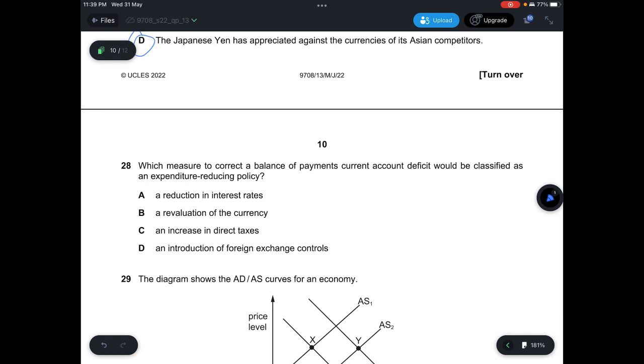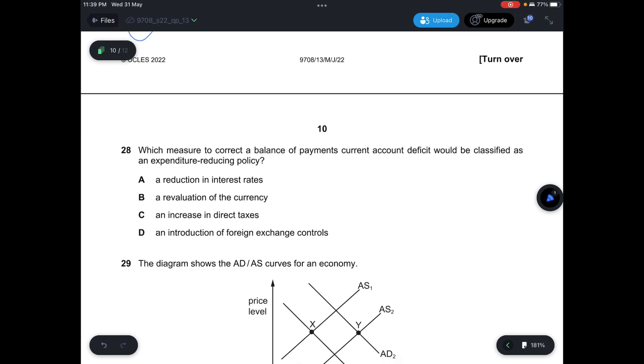Question 28, which measure to correct a balance of payments current account deficit will be classified as an expenditure reducing policy? This one is in the previous syllabus, but we'll do it anyway. A says a reduction in interest rates, which is not correct. B says a revaluation of the currency, which is not correct. So it should be an increase in direct tax, so it should be C.